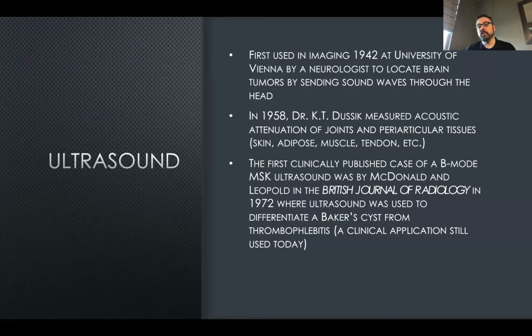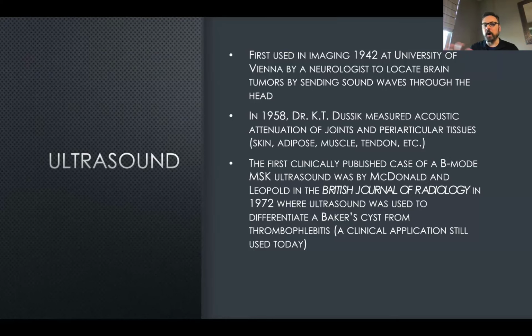The first time musculoskeletal ultrasound was actually employed was in 1958, and that Dr. Dusick, I'm sure I butchered that name, was the first one to actually map out what normal tissue looks like using an ultrasound machine.